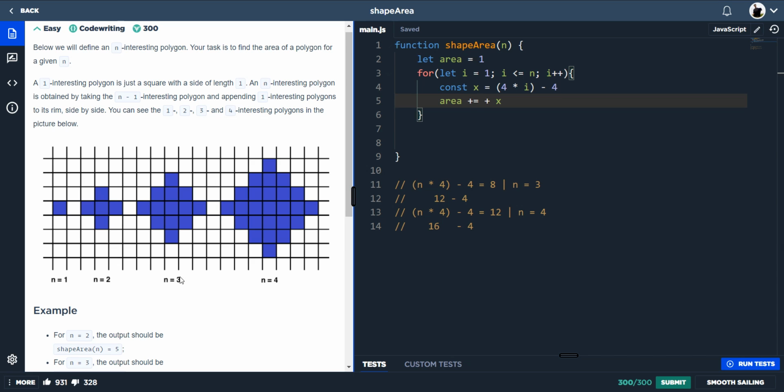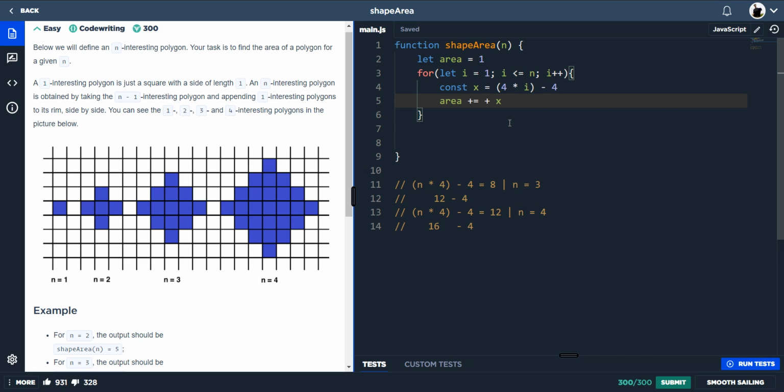If we say we do it for n equals 3, so we loop through it once, which we've already just done, so we know the area is 1 for n is equal to 1. Now when n is equal to 2, we do x is equal to 4 times 2 this time, which is 8, minus the 4, which is 4, and now 4, because x is equal to 4, so we do 4 plus 1, which gives us 5, which is the number we're looking for.